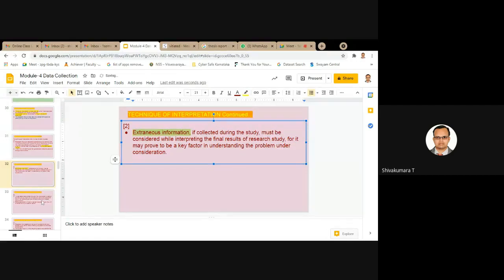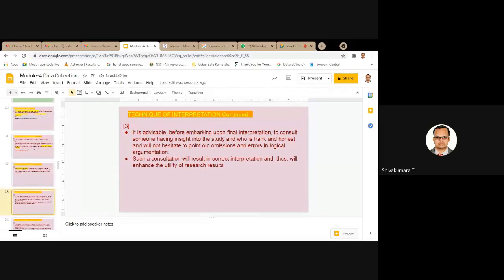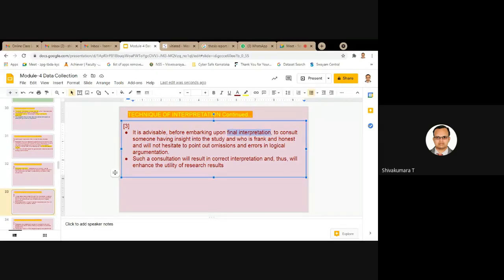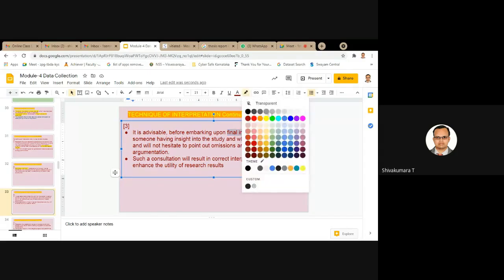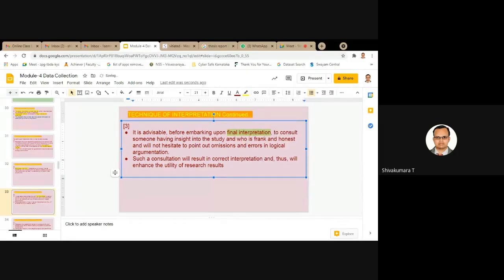The third is final interpretation. The third is final interpretation. Final interpretation: consult someone having insight into the study and who is frank and honest and will not hesitate to point out omissions and errors in logical argumentation.